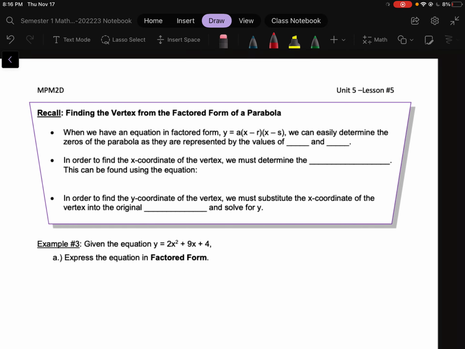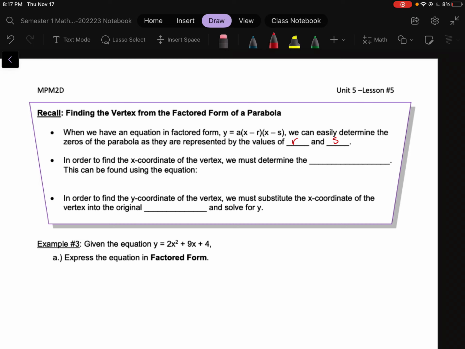Now, let's look at finding the vertex form from the factored form of a parabola. When we have an equation in factored form, this is our formula. We've seen it before. We can easily determine the zeros of the parabola, which are represented by the values of r and s. If it is not the typical factored form, we can find our zeros by setting each factor to 0 and then solving for x. That's just something to keep in the back of your mind.